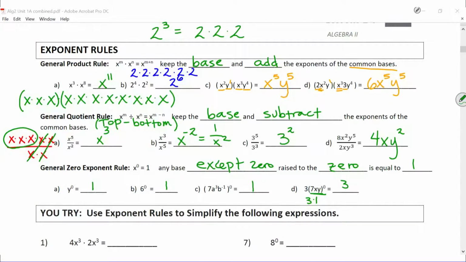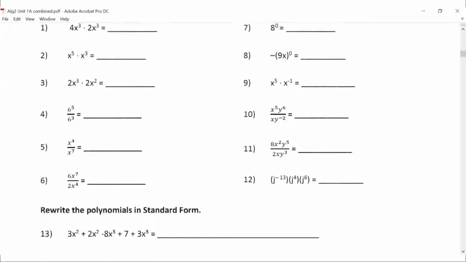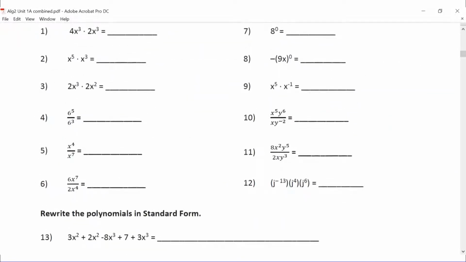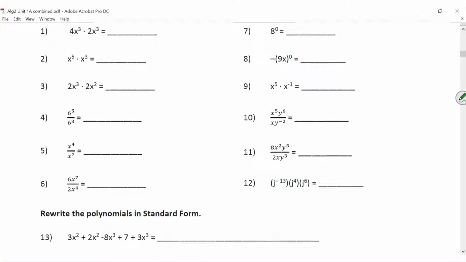Now I'm going to do some of these down here. Let me do just the evens of the ones down here. So I'm using these rules for new problems. I'll talk you through these. In number 2, I have x to the 5th times x to the 3rd. Keep the common base, and I will add the exponents. 5 plus 3 is 8. Number 4, 6 to the 5th power divided by 6 cubed. You keep the common base, and when you're dividing, you will subtract the exponents, top minus bottom. 5 minus 3 is 2.